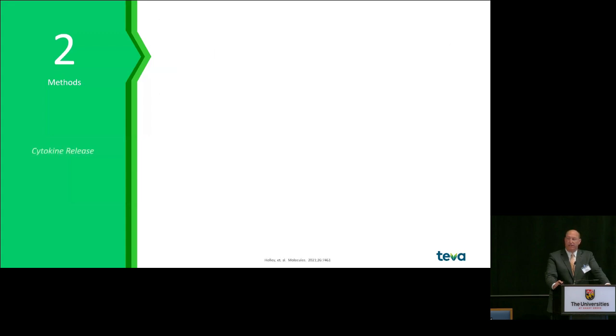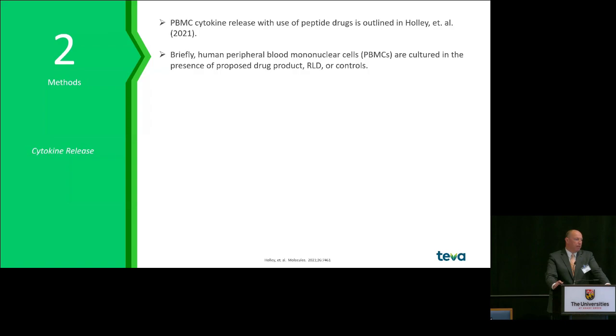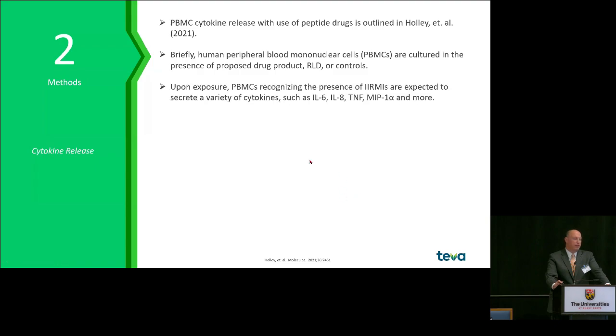So this leads to cytokine release as an alternative method. PBMC cytokine release with the use of peptide drugs was outlined in Holley, published in 2021. Briefly, human peripheral blood mononuclear cells are cultured in the presence of the proposed drug product, the reference product, or controls. And upon exposure, PBMCs recognize the presence of ERMEs, and they're expected to secrete a variety of cytokines in reaction to those ERMEs. So cytokines like IL-6, IL-8, TNF, MIP-1 alpha, and more. This allows for a polyfunctional assessment of innate immunogenicity risk of a product in a single assay.